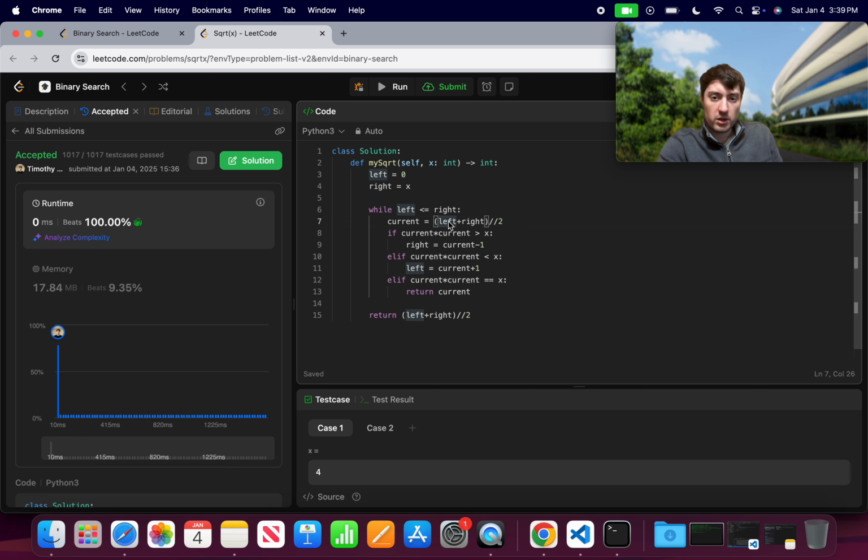So now 3 plus 4 is 7, divided by 2. So that is 3. We're rounding down, 3.5, 3. So current is 3. 3 times 3 is 9. It's less than 10. So left is now going to be 4.